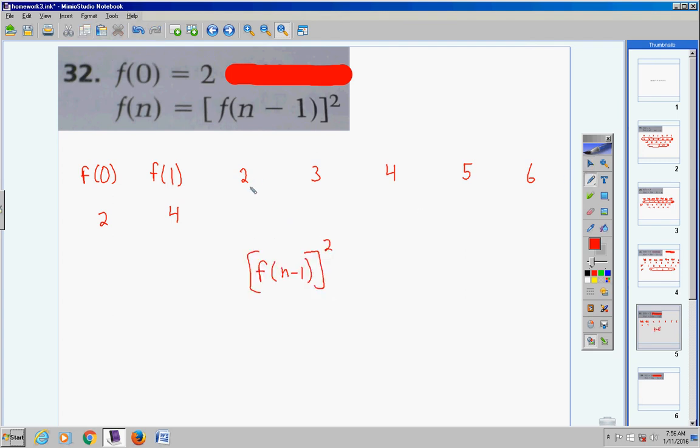Now we're going to substitute 2 in for n. So put a 2 right here. 2 minus 1 is 1. So I have f of 1 squared. f of 1 is 4. So 4 squared is 16. So f of 2 is 16. All right. Moving on. We're going to substitute 3 in for n. 3 minus 1.